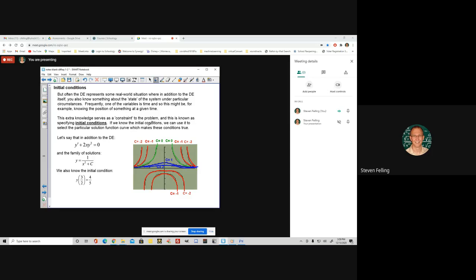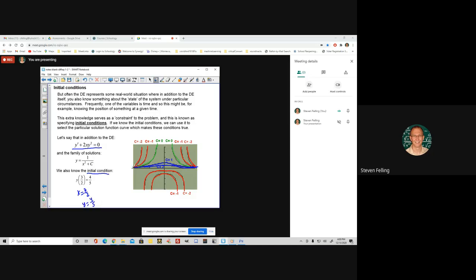If we know the initial conditions, we can use that to figure out what the particular constant needs to be. Let's say, for example, we have this differential equation, and what this is telling me is that the rate of change of y with respect to x is in some way related to the value of x and y. We know that from being told that there's this particular family of solutions where c can be anything. But let's say we know this initial condition: when x is 3/2, y has to be 4/5.